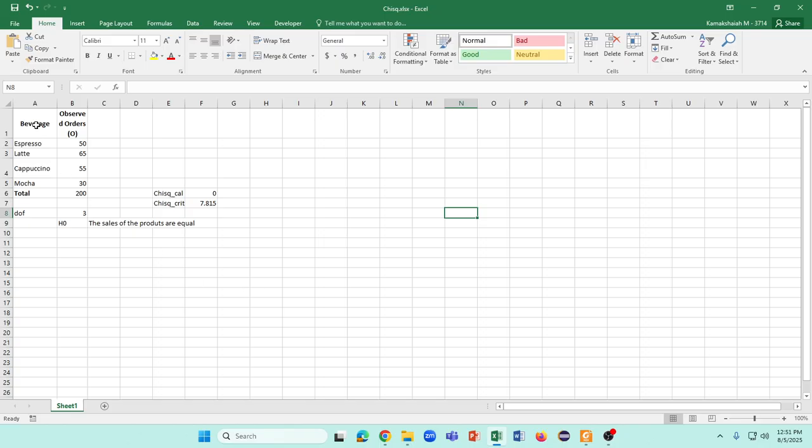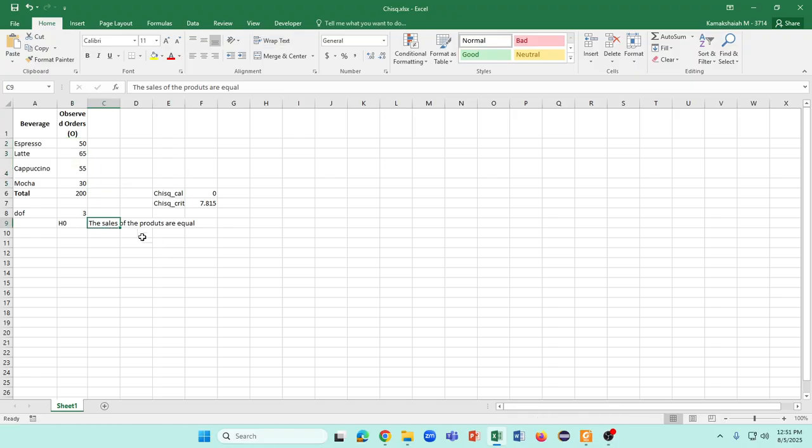I've got some hypothetical data of a certain unknown cafe. Here, there is sales information related to 4 different categories of the products being offered from that cafe, namely espresso, latte, cappuccino, mocha, something like that. Okay, these are the respective figures of sales.